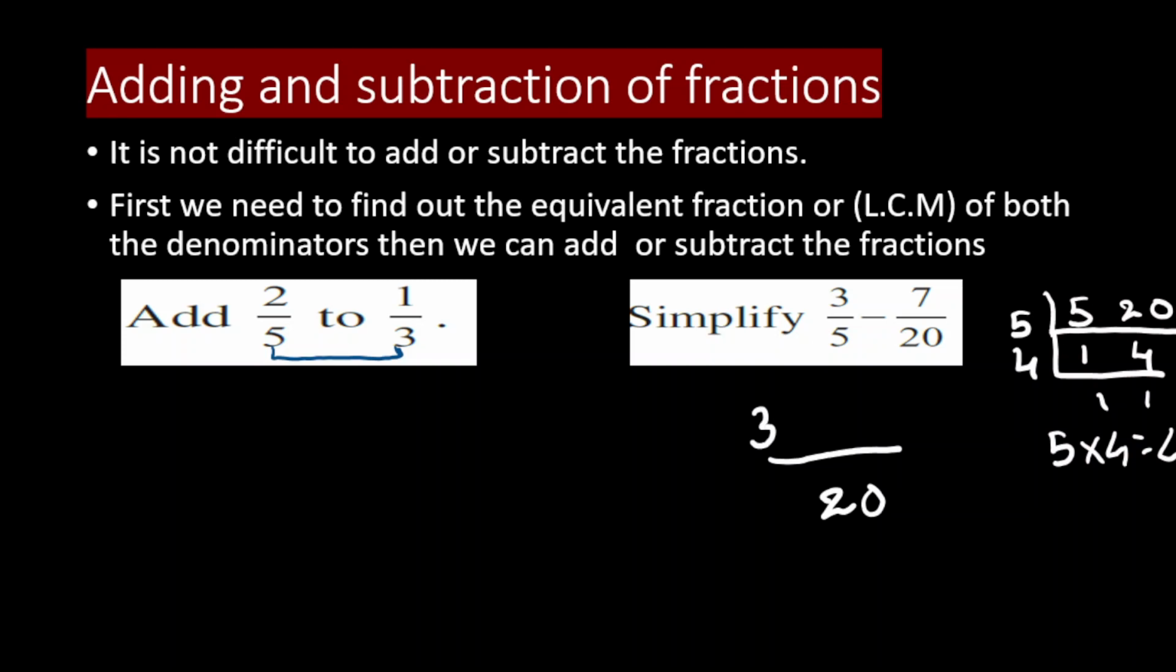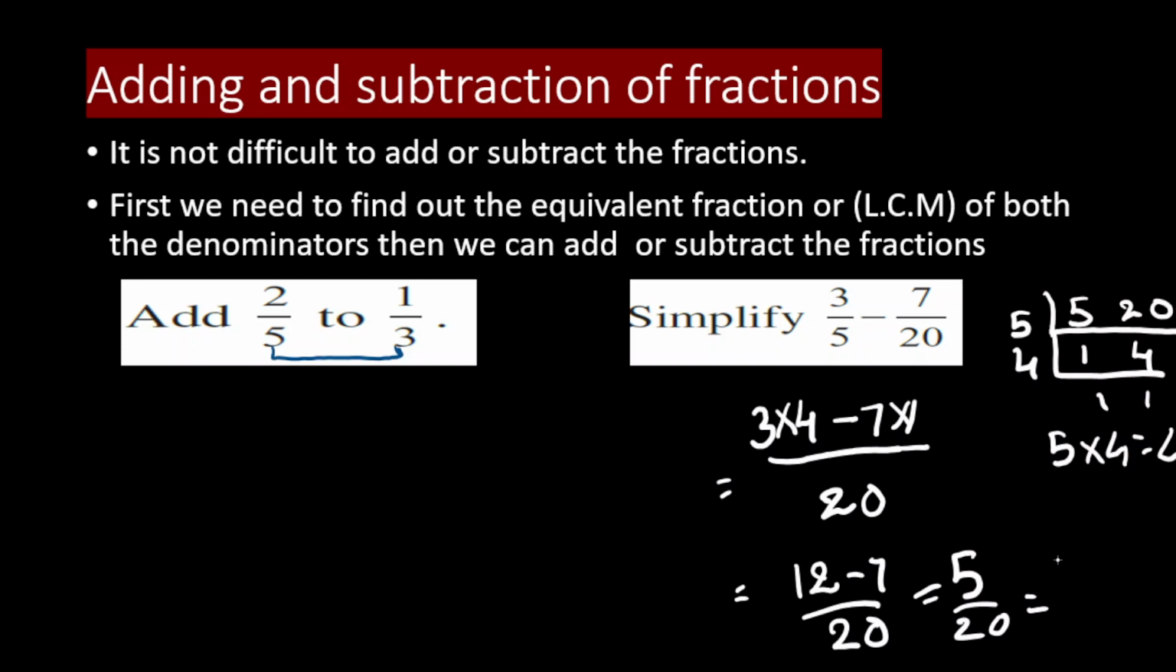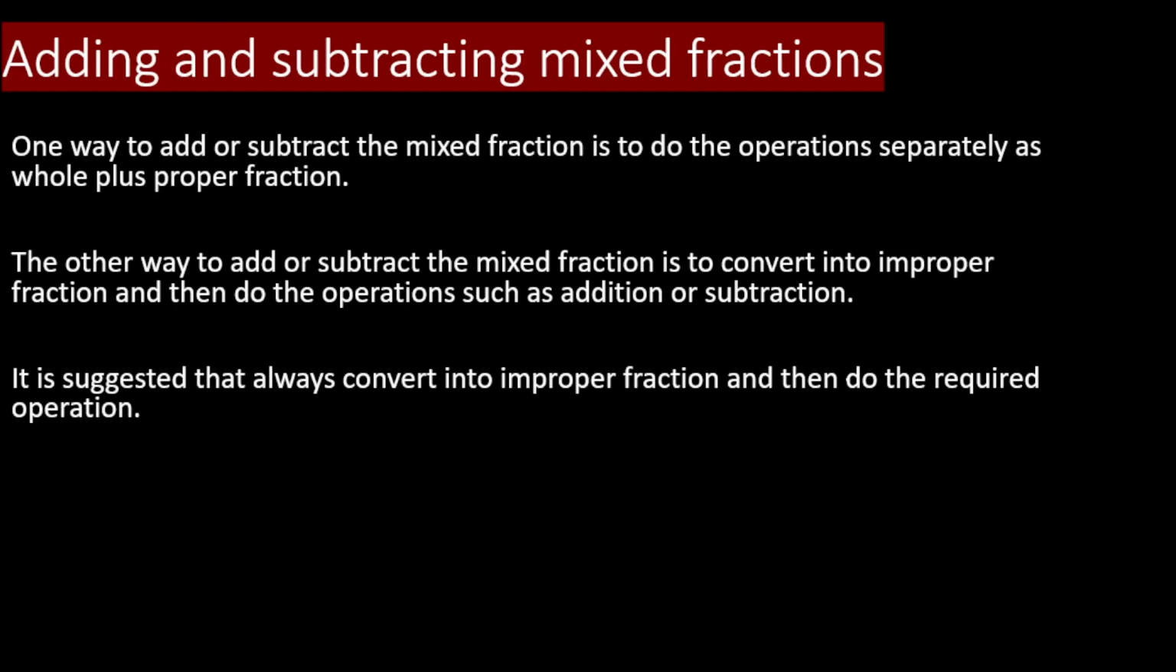So we can directly multiply the 4 with the numerator, and here also 20 will go 1 time, so we can directly multiply with 1. And 3 into 4 is nothing but 12 minus 7 by 20. Let's simplify this. This is nothing but 1 by 4. And this is the way to add and subtract fractions with different denominators, and now adding and subtracting mixed fractions.